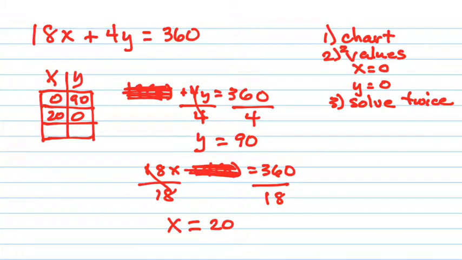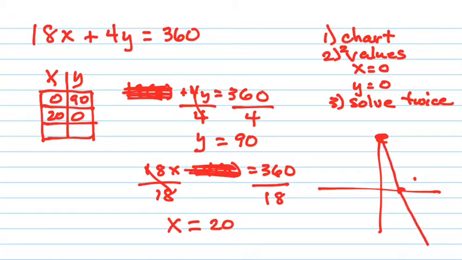Are they two distinct points? Yes. So then we can plot them. 0, 90 means go to the right or left how many? None. And up how many? 90. 20, 0 means go to the right 20. And up how much? None. I'm just making these values up. They'll give you an actual graph, and then you draw it all the way from edge to edge. They'll give you a graph to plot it on.